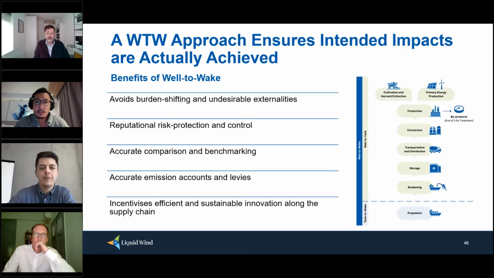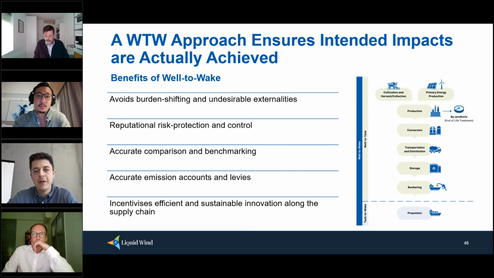Finally, some summary of why we think well-to-wake is the right approach for the maritime sector. It avoids burden shifting. You can't shift emissions somewhere upstream or outside of your boundary. With transparency and having the LCA approach, you have reputational risk protection. That means if you ensure that your fuel comes from good upstream sources, this avoids greenwashing attempts or allegations. It also enables accurate comparison and benchmarking between different fuels, and thereby also accurate emission accounts and levies based on actual emissions and environmental impacts of the fuels that are used on board.